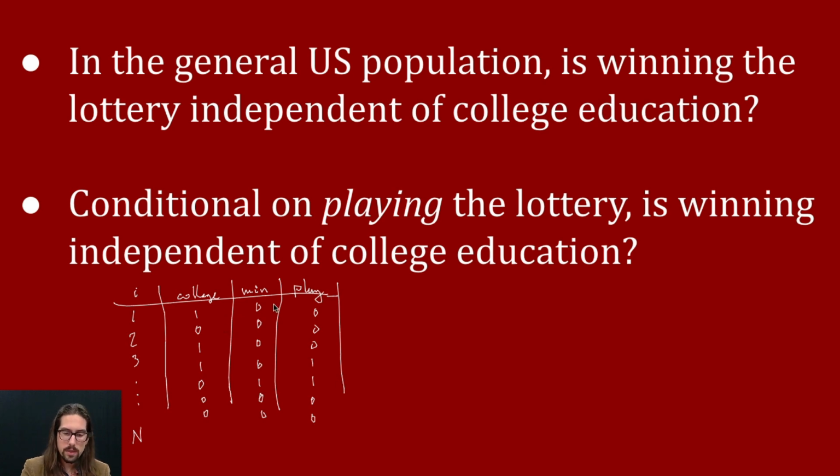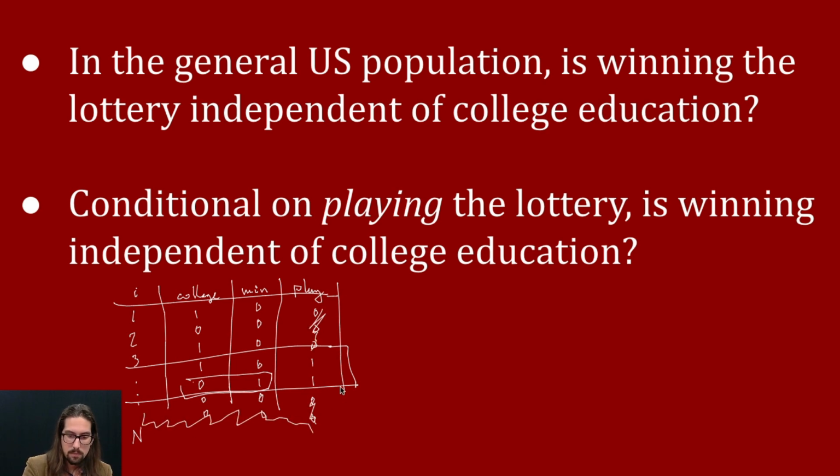And we know that if you just subset to the people who win the lottery, you're going to get more zeros here than if you look at this column as a total. Now the question is, conditional on playing the lottery, is winning independent? So here I'm saying, if I first just condition on the people who are playing the lottery, so I get rid of everyone who never played. Okay, just looking at that subpopulation, is winning independent of going to college?